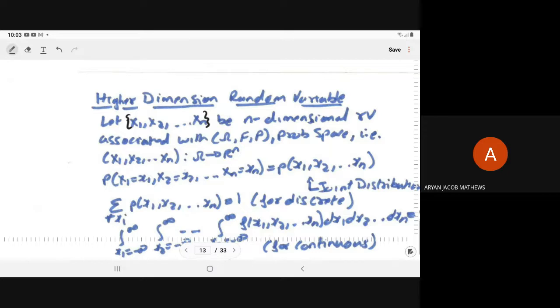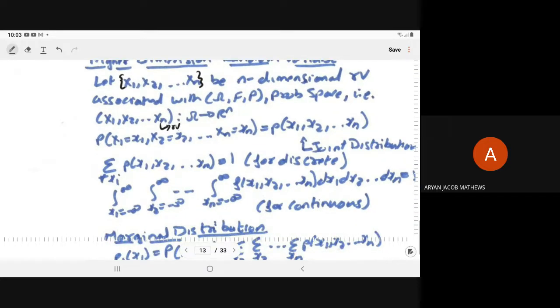That is, x1, x2, ..., xn is a map from, because it is a random variable, the sample space to the n-th order real number space. And from here we define the PDF and CDF. So P of X1 equal to x1, X2 equal to x2, ..., Xn equal to xn is equal to P of x1, x2, ..., xn. This is known as the joint distribution, or you can say the joint PDF.